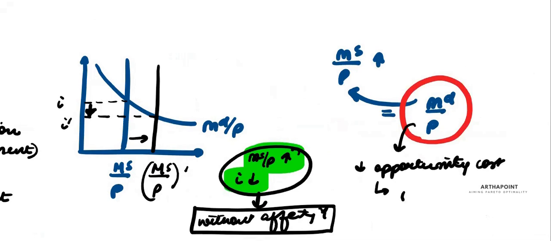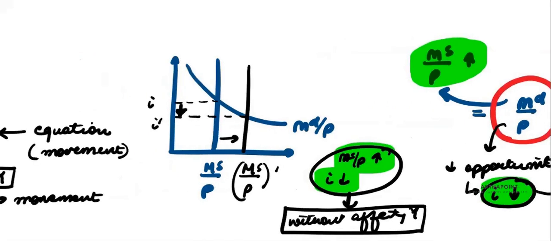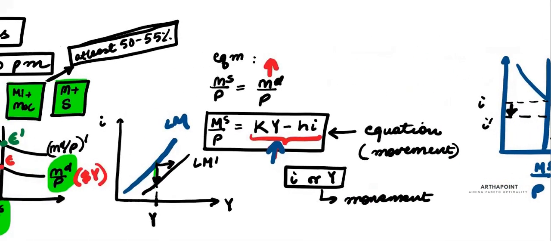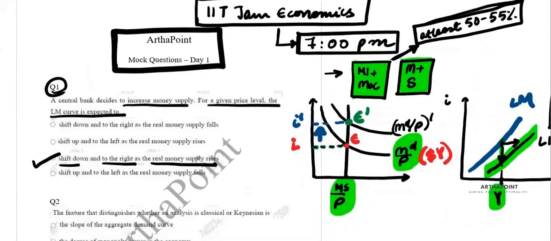That means when there is a decrease in the interest rate, only then people will go ahead and demand more money. So this implies that the interest rate must decrease whenever there is an increase in the supply of money. And if the interest rate decreases at any given level of income, Y is not changing, but the interest rate is decreasing, so the LM curve will shift downward or rightward, either way. So the answer is C. Go to the next question.